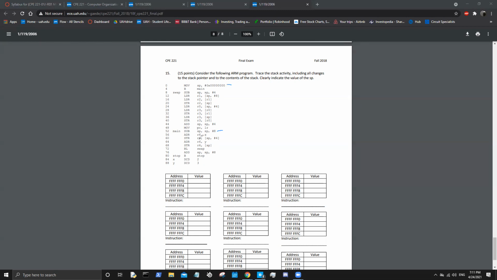ADR R6 X does nothing for us stack-wise. Store R6 stack, that affects the stack. ADR R6 Y affects nothing for us. Store R6 SP, that affects the stack. Branch link swap, jump up to swap. Sub SP, that affects the stack pointer, that counts. Load does nothing. Load does nothing. Store in the stack pointer, that counts. Load, wait a second.